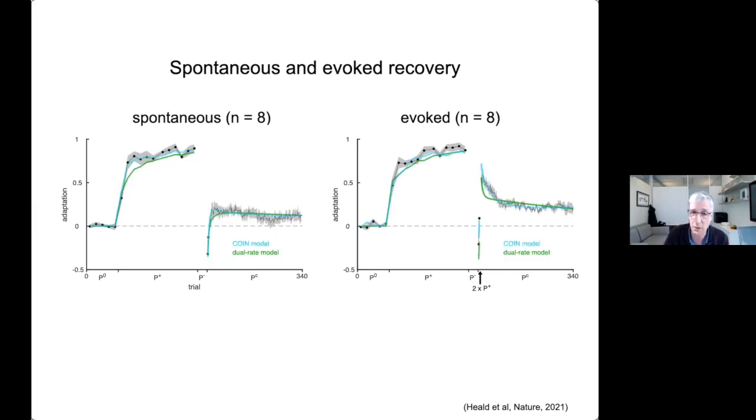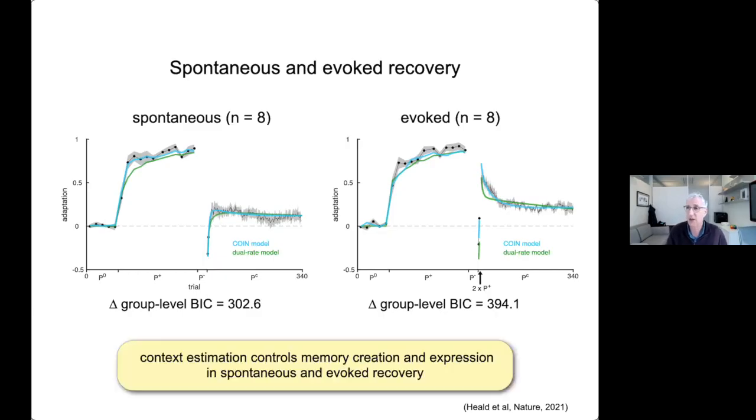If we look at the coin model, we can explain this data very nicely. And if we do a group level BIC, since we have more parameters in the coin model, it's substantially better. So it suggests to us that context estimation really controls memory creation and expression in spontaneous and evoked recovery. Okay, and we think the dual rate model is not the right model. It's sort of a mechanistic model, whereas the coin model really is a sort of Bayesian normative type model.